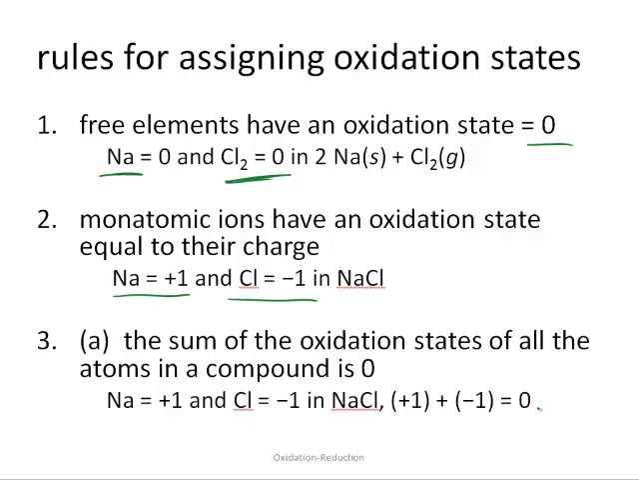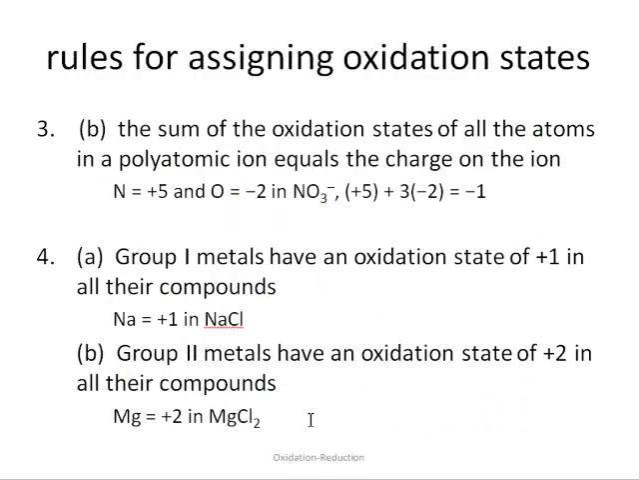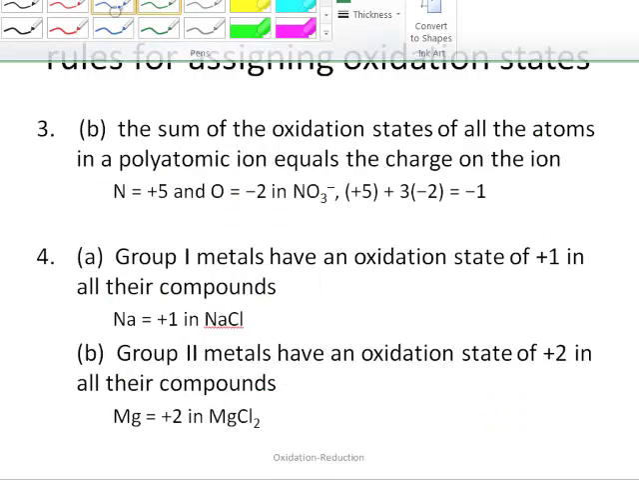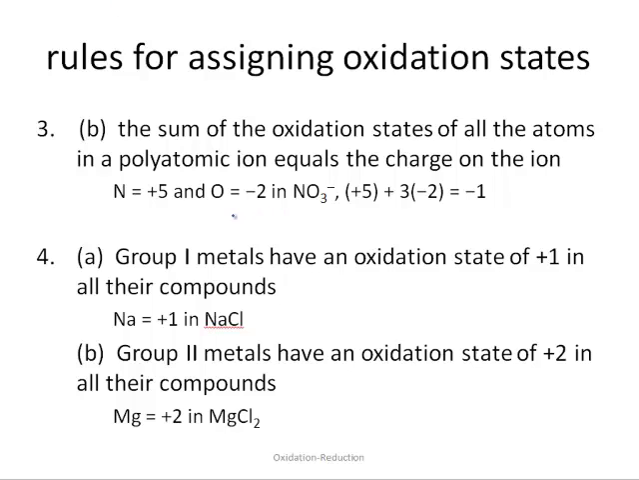So if you have a compound and the overall charge is 0, the sum of the oxidation states must equal that charge. The same is true for polyatomic ions. The sum of the oxidation states must equal the overall charge. Nitrate is a -1 charge, so if we take a look at the oxidation states, nitrogen in this example turns out to be +5. Each oxygen is -2, so 3 of those is -6, plus +5 gives us -1, which equals our charge.